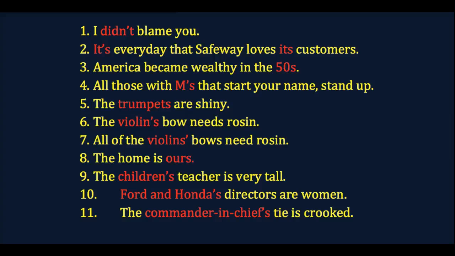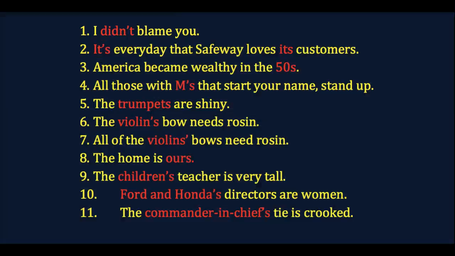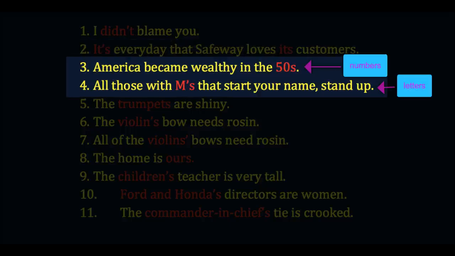Let me give a really quick explanation. Number one is a contraction. Did not. The apostrophe replaces the O. Two, it is. The apostrophe replacing that I. It's every day. That Safeway loves its customers. That second its, no apostrophe at all. Three, it's a number, 50s, so no apostrophe is needed there, as opposed to number four, where it's a letter, the M's, so you want the apostrophe between the letter and the S.